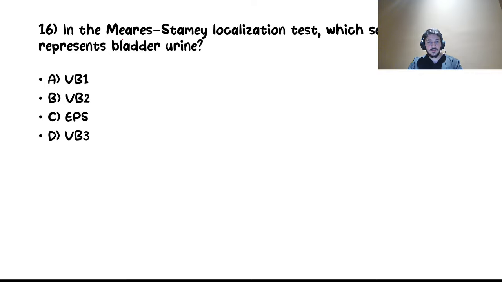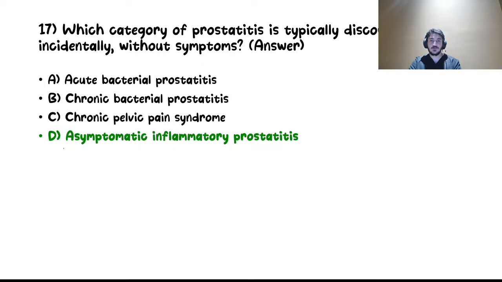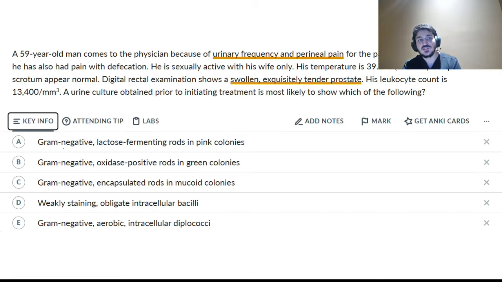In the Meares-Stamey localization test, which sample represents bladder urine? Which one did we say is bladder urine? VB1 is urethral urine. VB2 is bladder urine, so that's the answer. EPS is prostatic secretion, and VB3 is prostatic secretion with the voiding of the bladder. Which category of prostatitis is typically discovered incidentally? We don't have symptoms, we just have inflammation. The answer is asymptomatic inflammatory prostatitis.